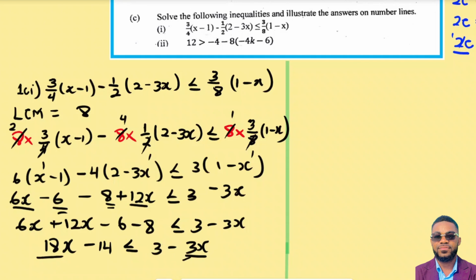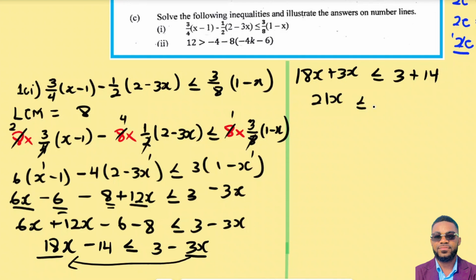So I can just take this negative 3x to this side, and I'll bring this negative 14 to this side. So let me work that one here. So that's going to be 18x now plus 3x less than or equal to 3 plus 14. The reason is that this negative is going to be positive. It's like I'm adding positive 3x to both sides of the inequality, and that is why I'm getting this one. So the same thing applies to the negative 14. So 18x plus 3x is going to be 21x less than or equal to 3 plus 14 is going to be 17.